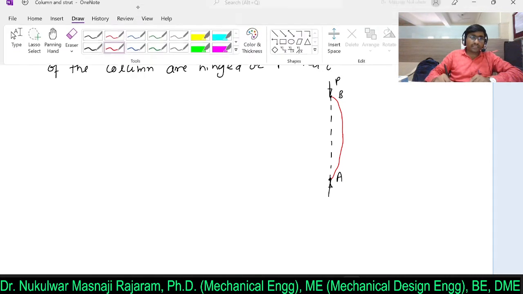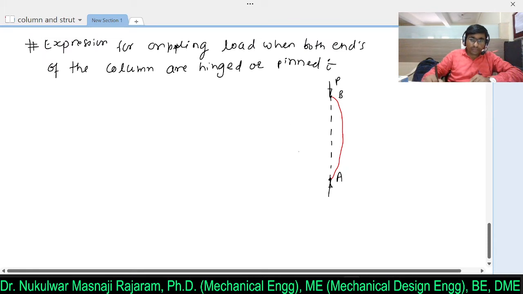Now if I consider the distance, so let's say up to this distance I will consider, so this distance I will consider as x, and this distance I will consider as y. So this point I will consider C, and from B to A, this is nothing but the length of the column. Simple.